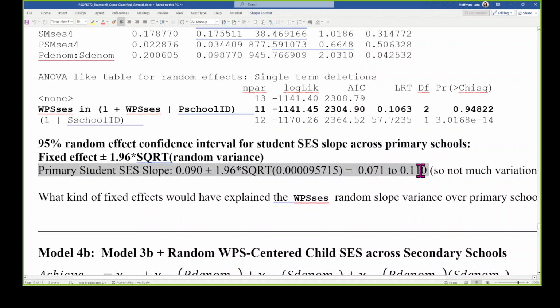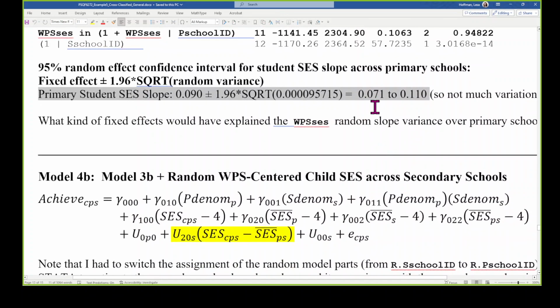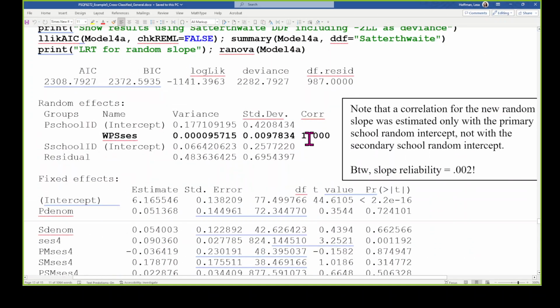Here is the confidence interval using that barely zero variance. So the slope ranges from 0.07 to 0.11 across schools, according to this model. So not really much variation to keep track of. But then I have a thought question here. What if this variance would have been significant and sizable? What kind of predictors would we have used to explain it? If the effect of being a relatively richer kid varied across primary schools, what kind of fixed effects would explain that?